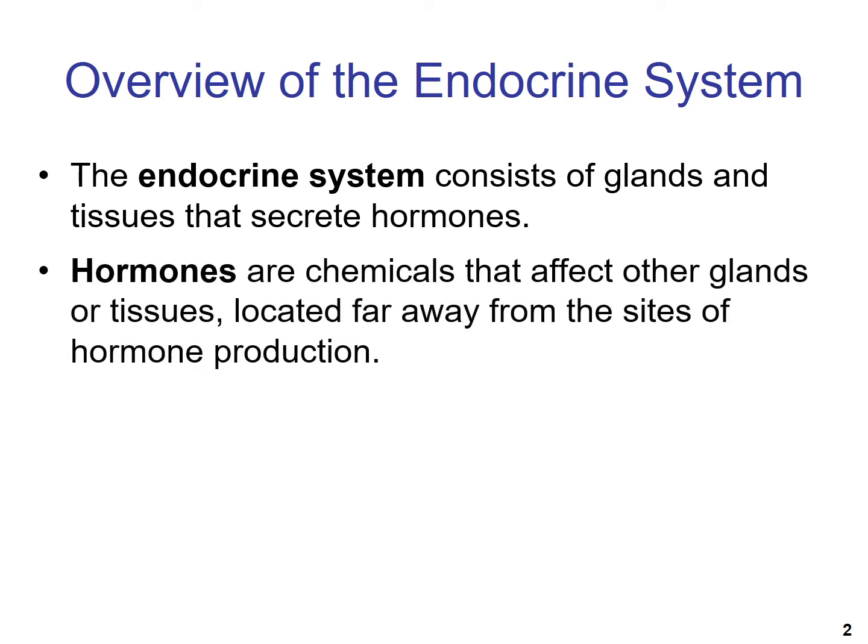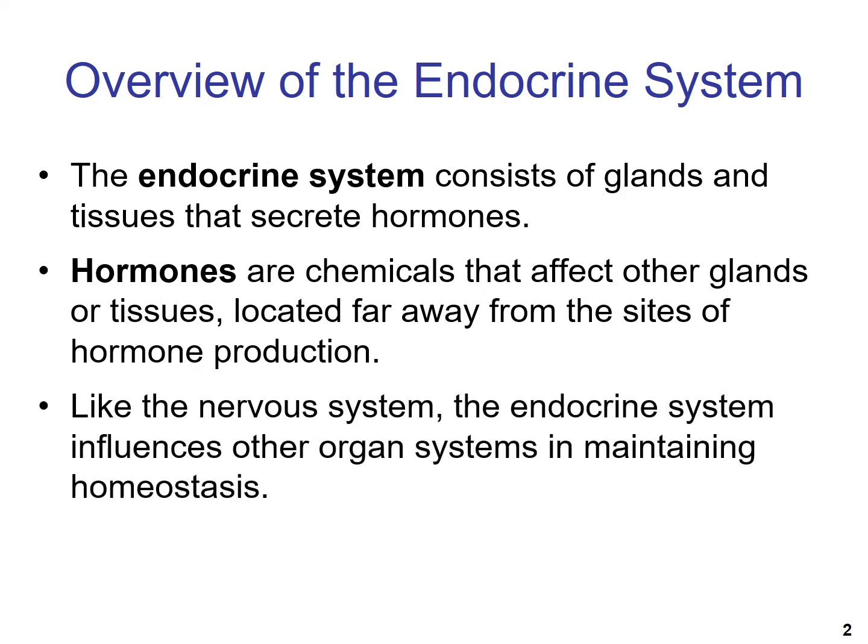Hormones are chemicals that affect other glands or tissues that are located far away from the site of hormone production. In other words, the target tissue is going to be located in a different part of the body from the tissue that produces the hormone. And basically, like the nervous system, the endocrine system influences other organ systems in maintaining homeostasis. And you can think of the endocrine system as another means of communication. But instead of being nervous system communication, we're talking about communication with chemicals.